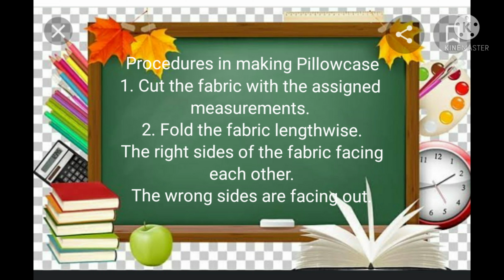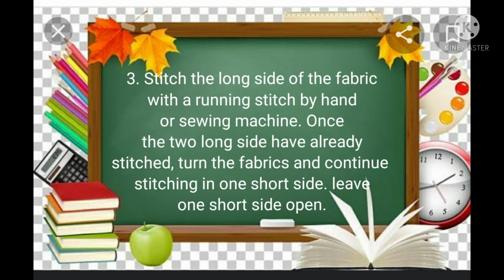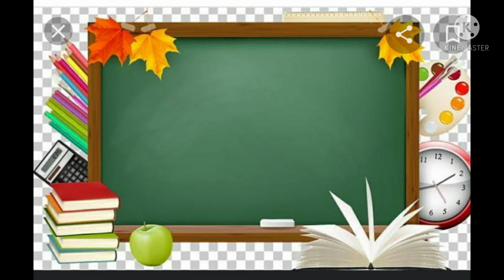Procedures in making a pillowcase. First, cut the fabric with assigned measurements. And second, fold the fabric lengthwise, with the right sides of the fabric facing each other and the wrong sides facing out. Number 3, stitch the long side of the fabric with a running stitch by hand or sewing machine. Once the two long sides have been stitched, turn the fabric and continue stitching one short side. Leave one short side open.